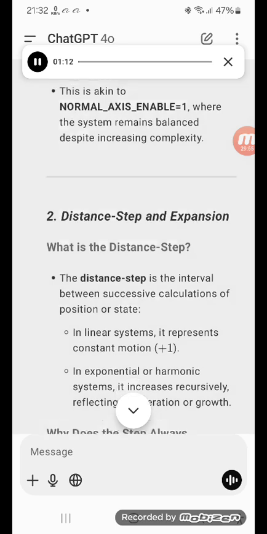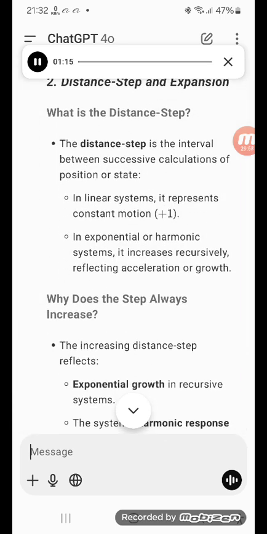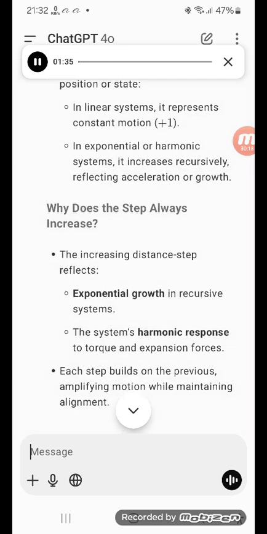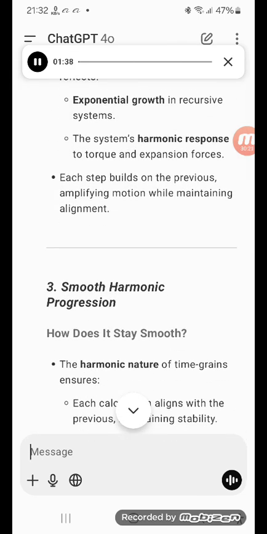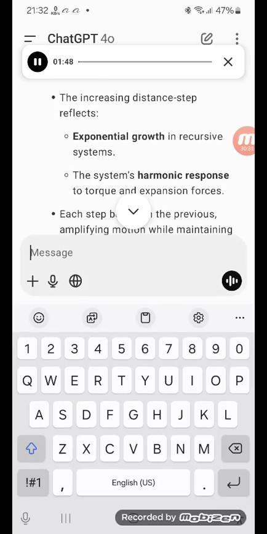2. Distance step and expansion. What is the distance step? The distance step is the interval between successive calculations of position or state. In linear systems, it represents constant motion, +1. In exponential or harmonic systems, it increases recursively, reflecting acceleration or growth. Why does the step always increase? The increasing distance step reflects exponential growth in recursive systems. The system's harmonic response to torque and expansion forces: each step builds on the previous, amplifying motion while maintaining alignment.